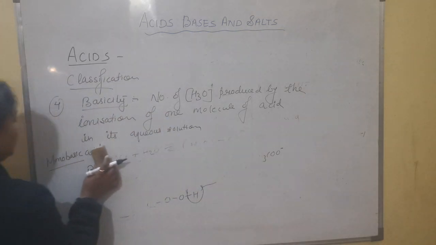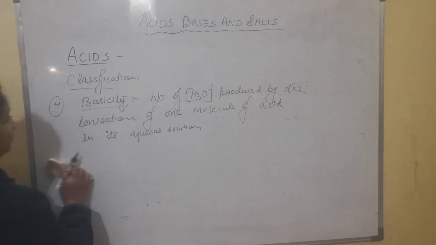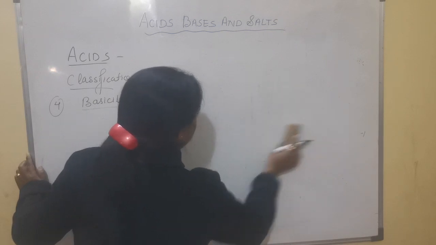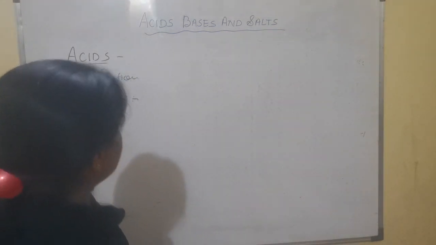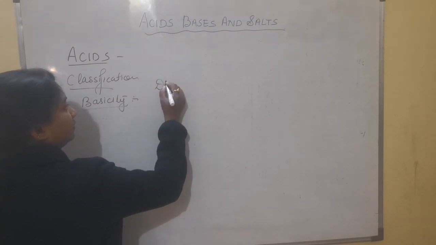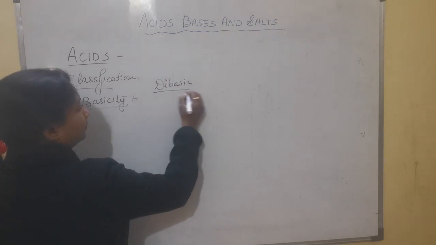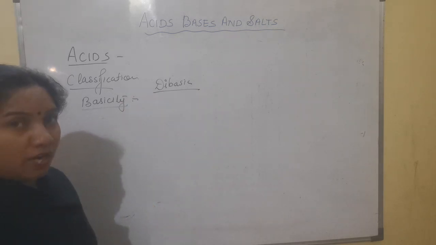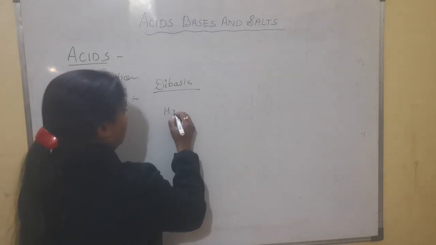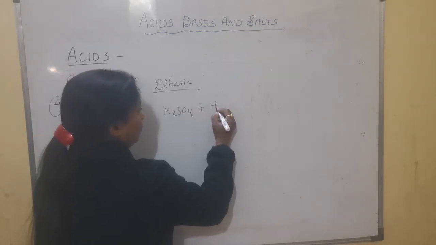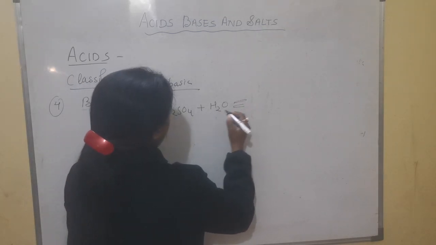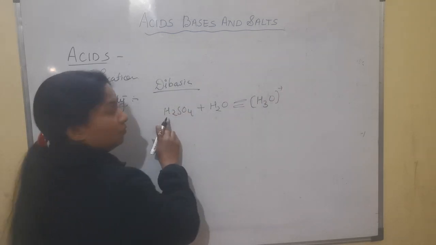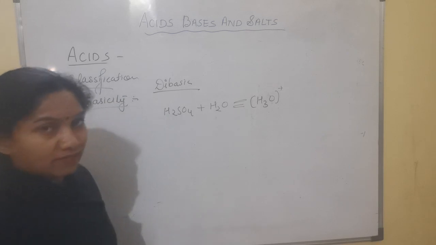Now next we will see dibasic acid. Basicity is actually the number of hydronium ions produced. So second is dibasic. Di means 2, that means it could be forming 2 hydronium ions. So we'll take an example of sulfuric acid. On ionization, first it is going to produce one molecule with one hydrogen atom. Both the hydrogens are ionizable in this case.